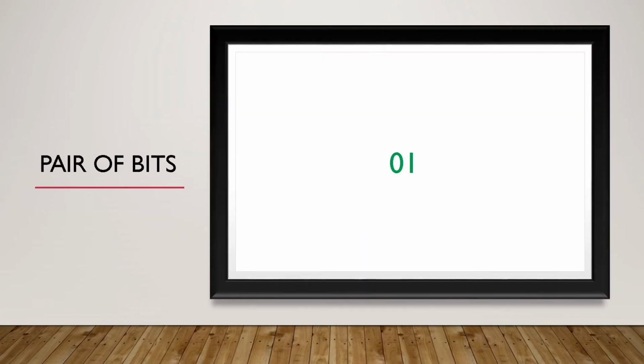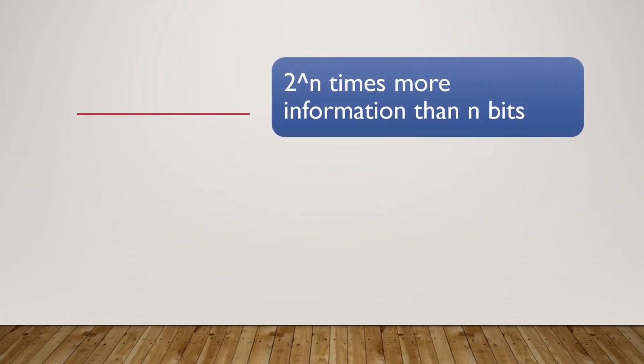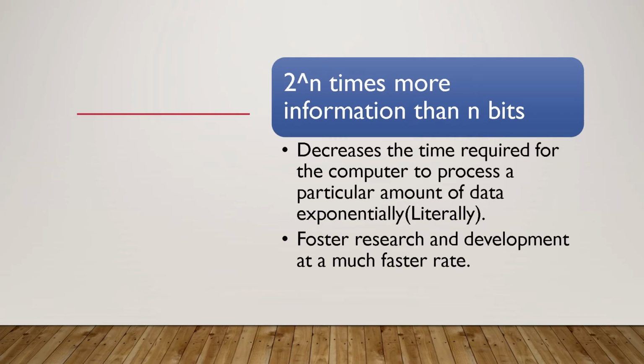This is a game changer, as a pair of bits can have 2 bits of information, whereas a pair of qubits can have 16 bits of information. Therefore, a group of n qubits can calculate 2 to the power n times more information than n number of bits. This decreases the time required for the computer to process a particular amount of data. That is why the applications of a quantum computer can foster research and development at a much faster rate.